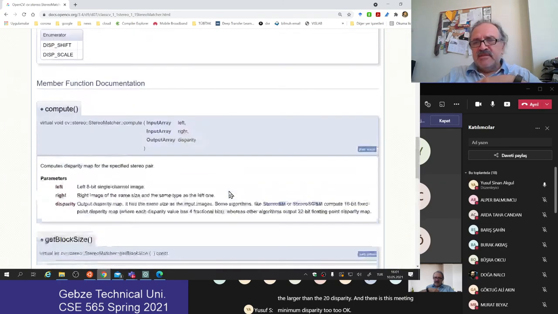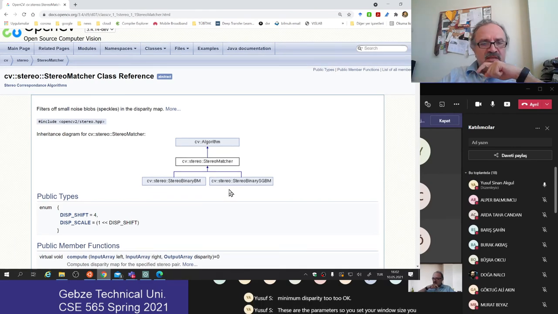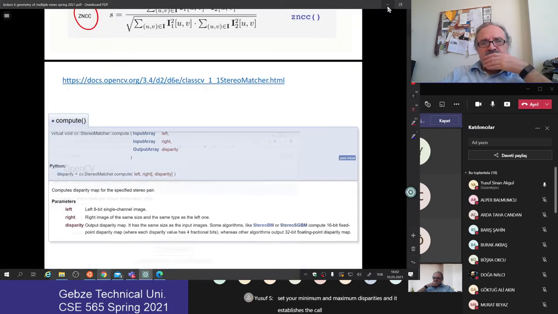These are the parameters. So you set your window size, you set your minimum and maximum disparities, and it establishes the correspondence and it gives you the disparity image. That's it.